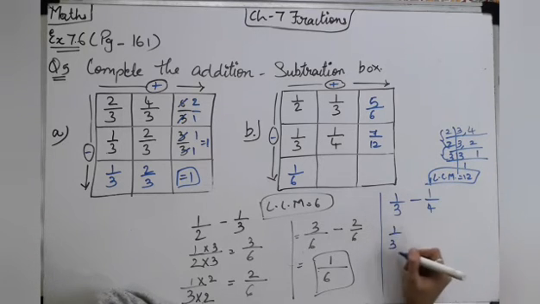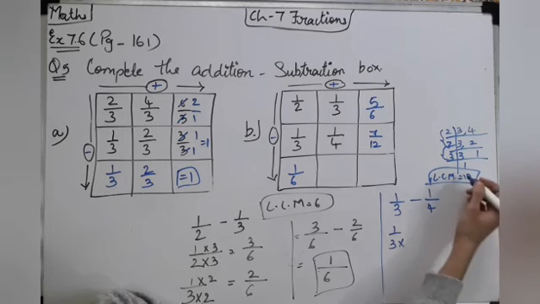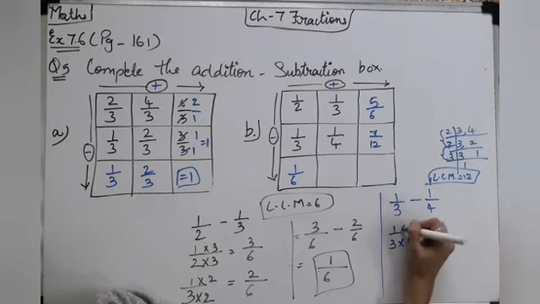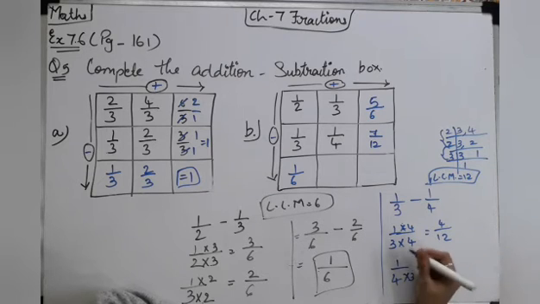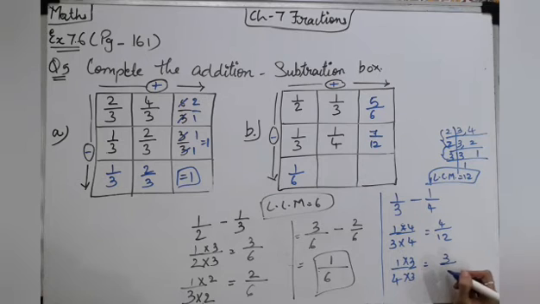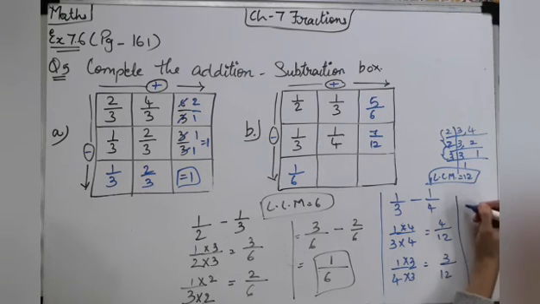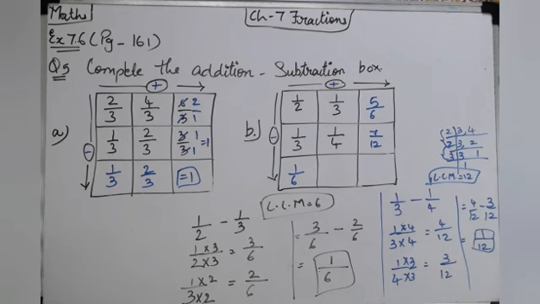1 upon 3. I'll multiply by which number I'll get 12? I'll multiply by 4, in the numerator also 4. 1 4s are 4, 3 4s are 12. 1 upon 4, again I'll multiply by 3, so I'll get 12. Here in the numerator also 3. 1 3s are 3 and 4 3s are 12. So we got 4 upon 12 minus 3 upon 12. Right? 12, 12, so write in the denominator 12. 4 minus 3 is 1. So we got the answer 1 upon 12.